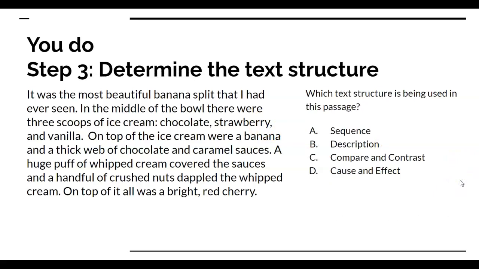If this is describing exactly what a banana split looks like, tastes like, smells like, what is the text structure of this passage? Is it A, sequence, B, description, C, compare and contrast, or D, cause and effect? Hopefully you chose the correct answer. It is description. This is painting a mental picture in my head of what this banana split looks like by describing the ice cream and the toppings. And so again, the correct answer here was B, description.